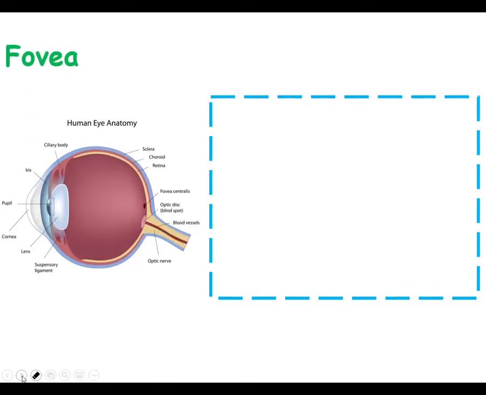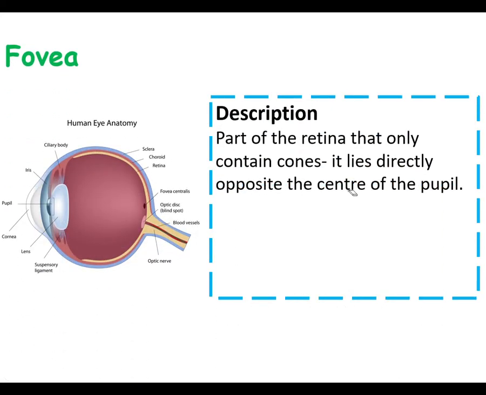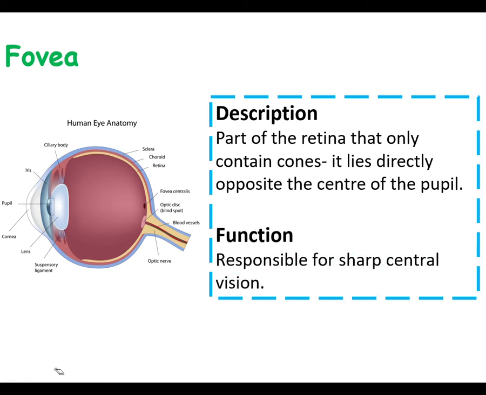Right, so the fovea, as I've already said, is this intense part of the retina, only contains cones, lies directly opposite the centre of the pupil, and its job is your sharp central vision. So this is the best place in which you see things, right slap bang in the middle, through your pupil, dead straight line, sharp central vision. That's the best place to see things when the light is entering directly straight into your eye.